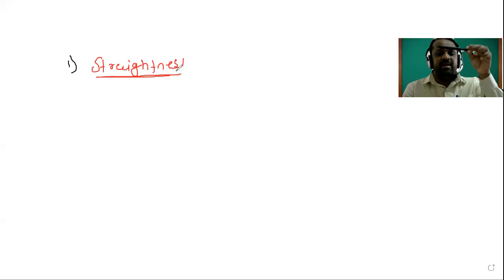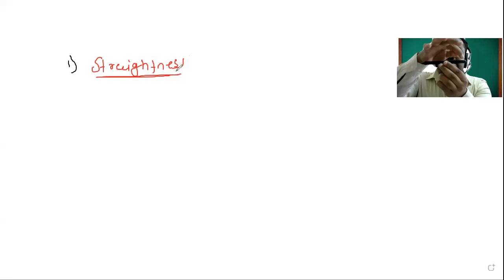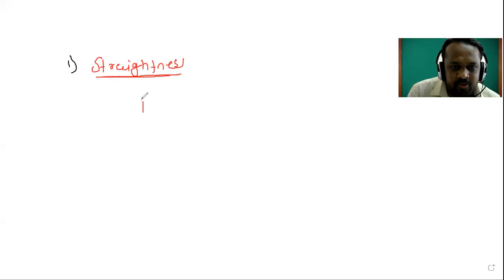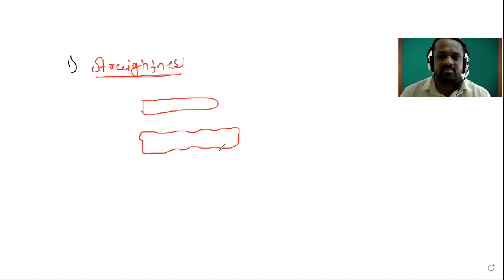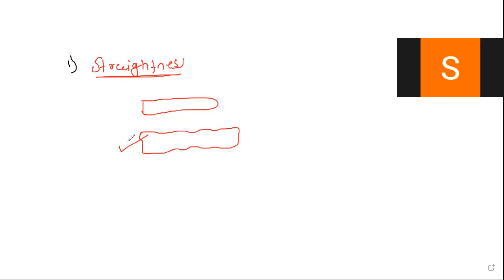For example, suppose this is the pen. It is visible to all. How much is that pen straight? Whether it is straight or bent? Suppose we have one component like this. How much is that component straight? Just tell me. No, it is not straight now.